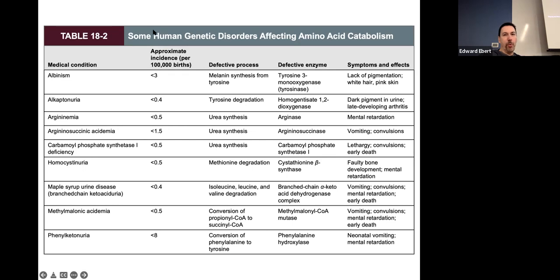There are some wonderful urea cycle diseases out there. Some are worse than others. So I think it's worth looking at a few of these.